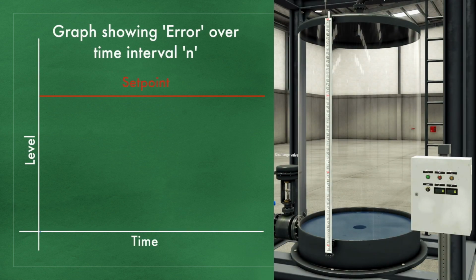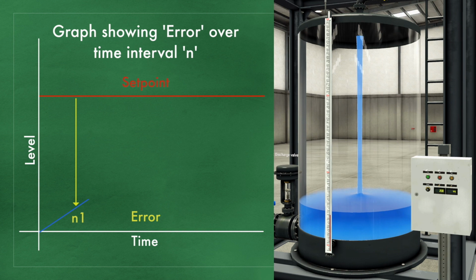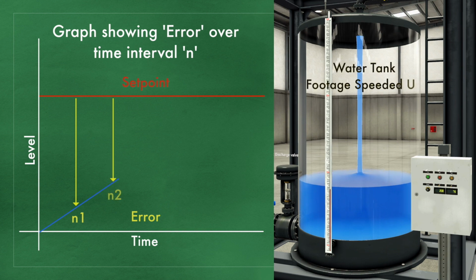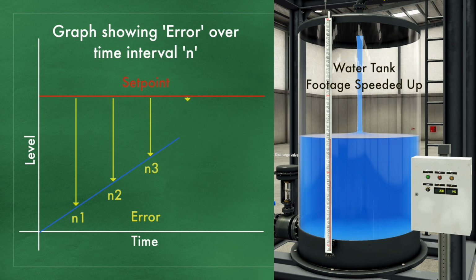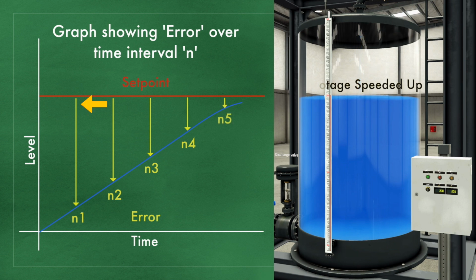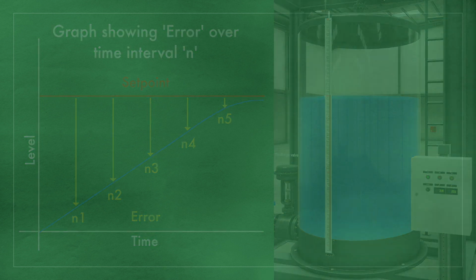Now, what is the error, you may ask? Well, let's have a look at an animated diagram to help explain. In this example, we can see that as the water tank fills, the water level gets closer to the desired set point value. And the error is the difference between the set point and the actual water level calculated at regular time intervals.